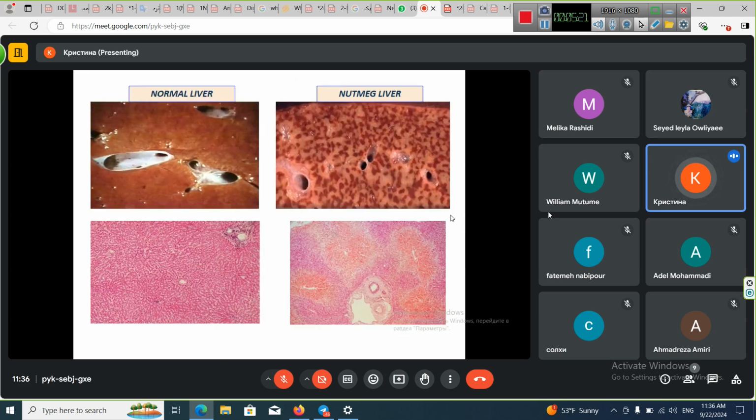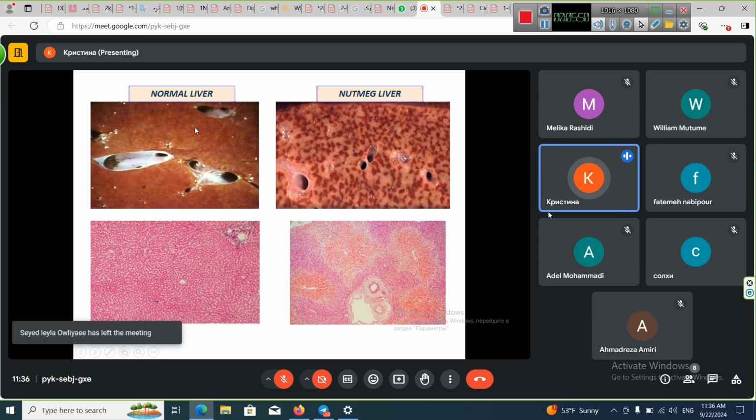So in this slide you see normal liver on the left and nutmeg liver on the right. In normal liver, the surface is very smooth and no darker and lighter areas are seen as we see them in the nutmeg liver. So in normal liver it looks very equally stained. It is not the stained preparation, it's just the cut of the liver, anatomical preparation.